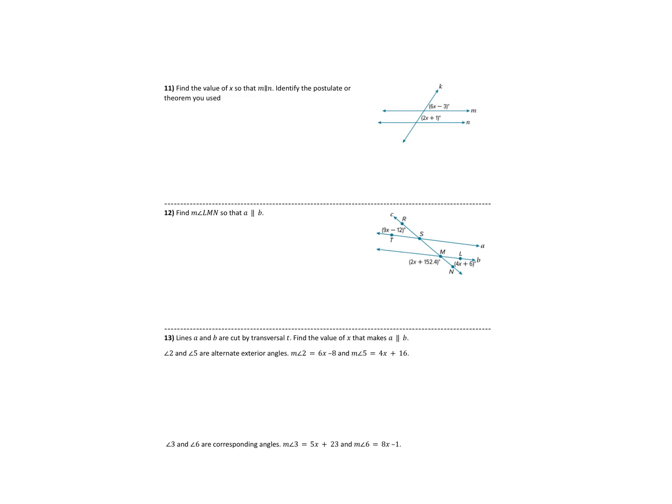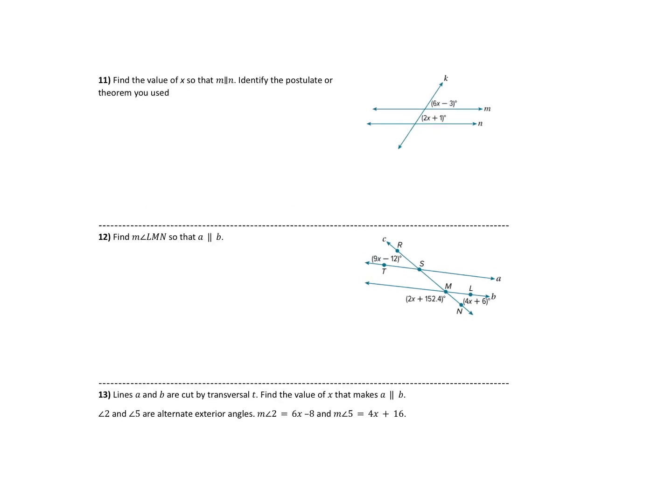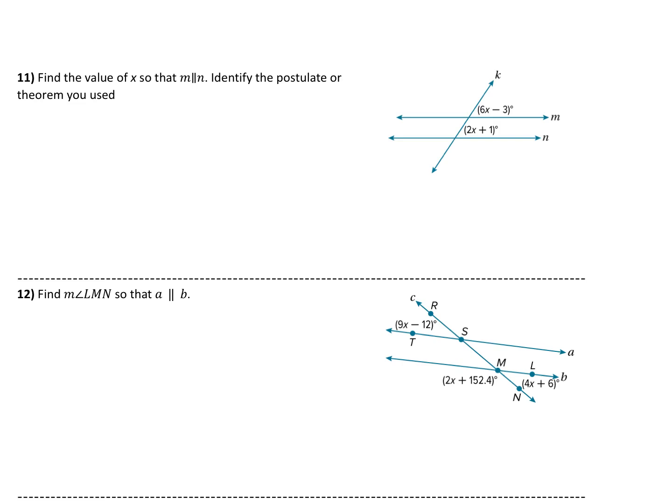All right. So find the value of x so that m is parallel to n, and identify the postulate or theorem we used. Well, those angles there are corresponding. So the postulate or theorem we use is that corresponding angles are congruent.